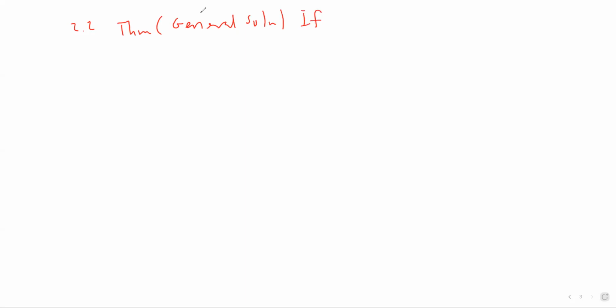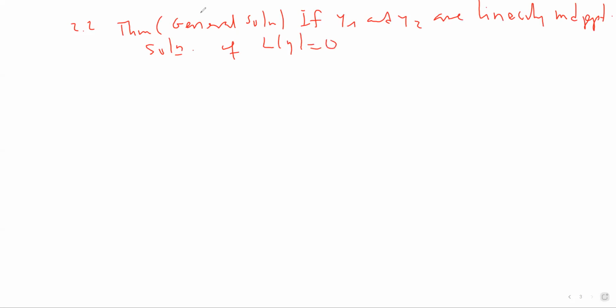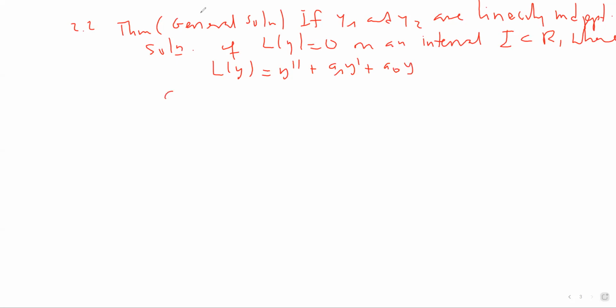that if you have y1 and y2 such that they are linearly independent solutions of L of y equal to 0 on an interval I in R, where L of y is equal to y prime prime plus a1 y prime plus a naught y, where a1, a naught are continuous functions on I.